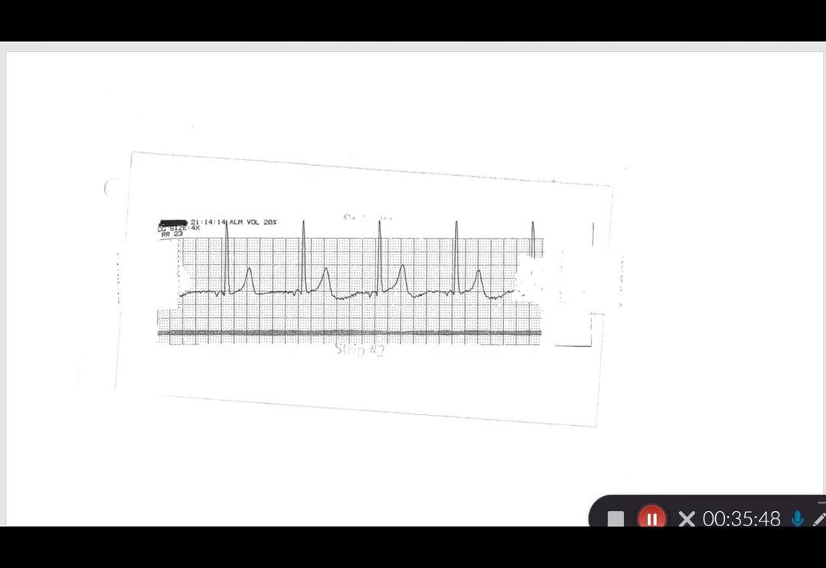All right, looking here, I don't have a rate on this one, so we'll have to calculate it out. 5, 10, 15, 20, 25, plus 3 is 28, plus 1 is 29. So I have 29 little blocks. So I'm going to take 1500 divided by 29, which gives me 51.7. So we'll call that 52 beats per minute.